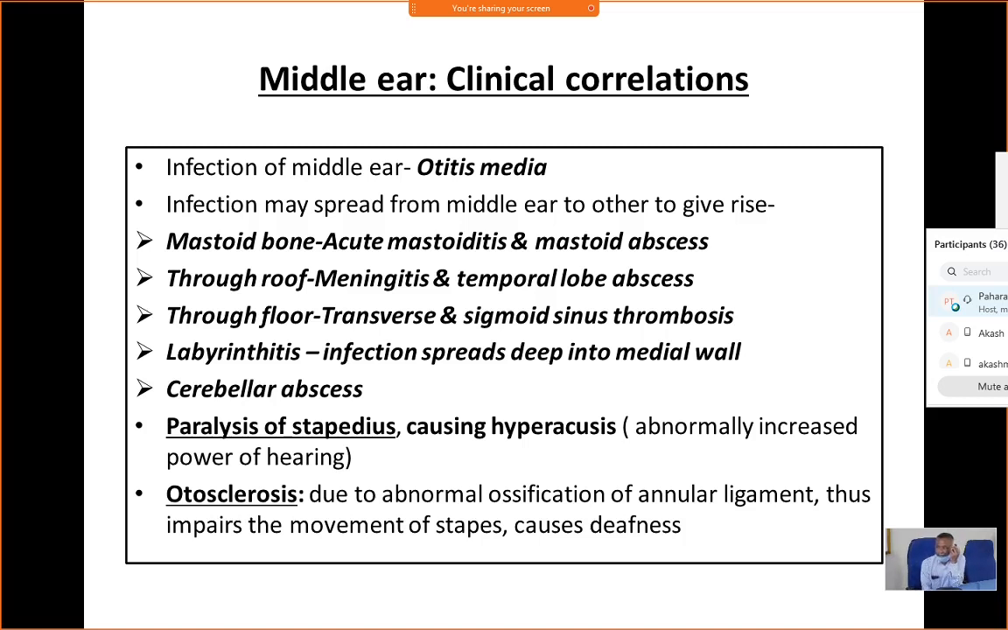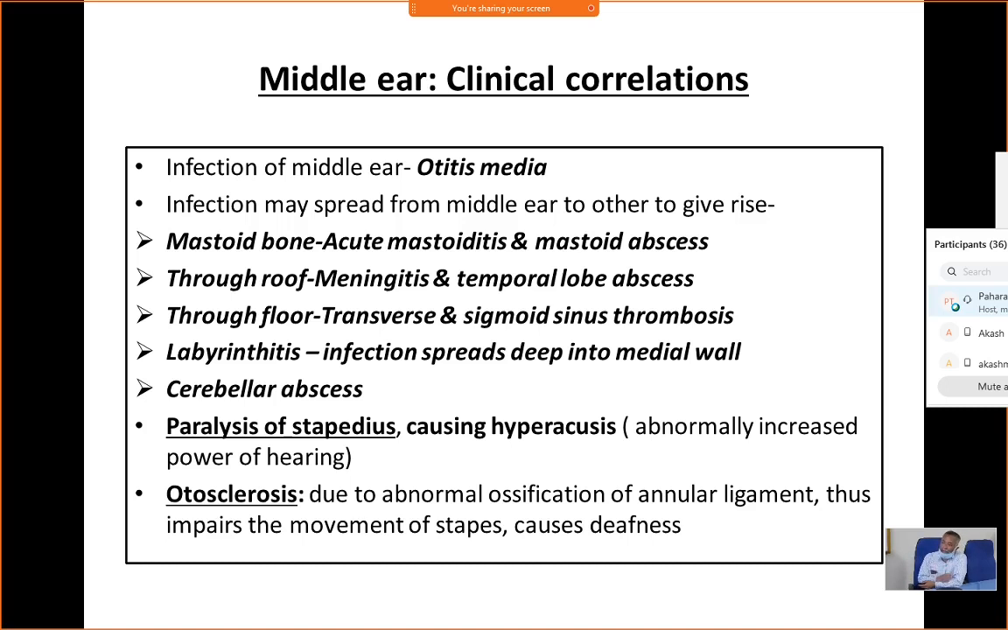Then paralysis of the stapedius. Stapedius is a muscle which comes through the posterior wall of the middle ear cavity. So what may happen if this stapedius muscle is paralyzed? It causes hyperacusis, an abnormally increased power of hearing. When a whispering sound comes, due to the paralysis of the stapedius, that sound may seem like a noise. It may annoy the patient. He may feel that it is a noise. Though the sound is whispering, the patient reacts to it as noise.